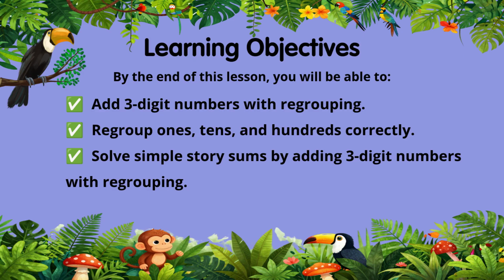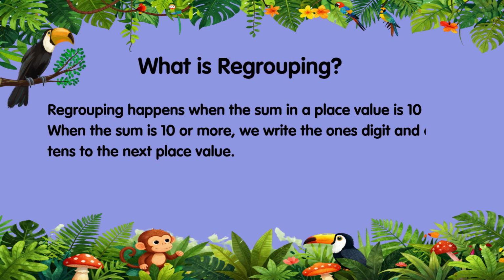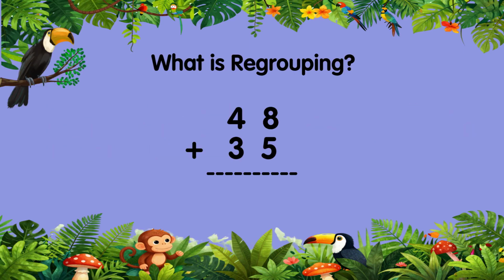Before we start adding, let's understand what is regrouping. Regrouping happens when the sum in a place value is 10 or more. When the sum is 10 or more, we write the ones digit and carry the tens to the next place value. Let's understand this with a simple example.